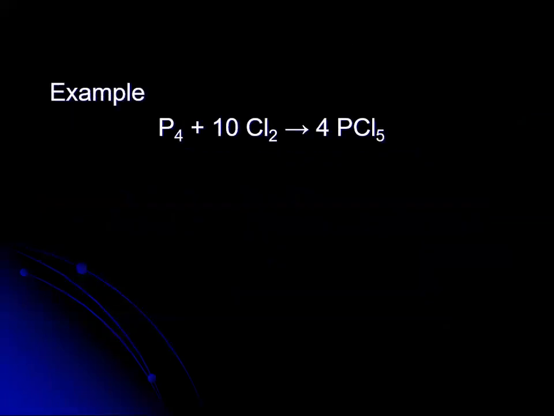So for example, I could write a lot of different mole ratios for this, couldn't I? If I want to find the mole ratio of P to Cl, how many moles of P do you have? 1. So the mole ratio of P to Cl would be 1 mole P4 divided by, how many moles of Cl do I have? 10 moles Cl.